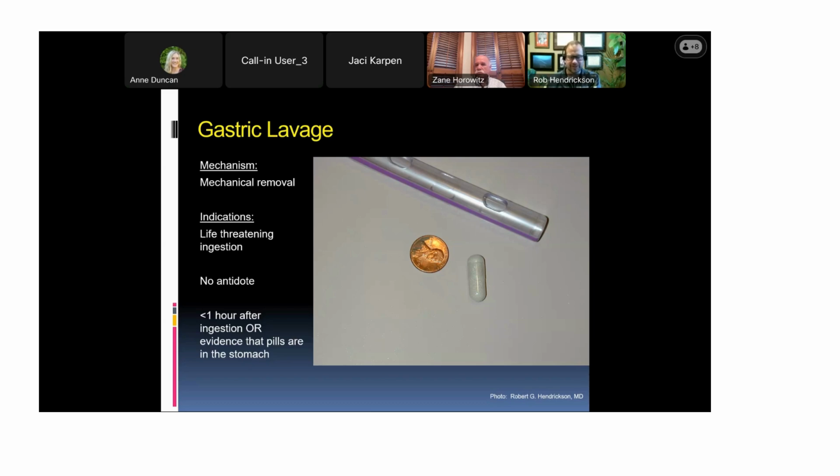Clinically speaking, if there are pills in the stomach, then it's still an option. The studies looking at this 1 hour were mostly volunteer studies. They gave someone, I don't know, 4 acetaminophen tablets and then did gastric lavage, and they got 4 tablets back. Then they gave someone else 4 acetaminophen tablets and did gastric lavage 2 hours later, and surprise, surprise, they didn't get any acetaminophen back, right? That's not the same as what we see. So clinically we have to have evidence, we have to suspect that there are pills in the stomach, otherwise you're wasting your time.